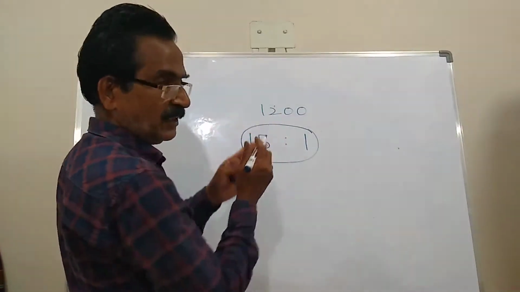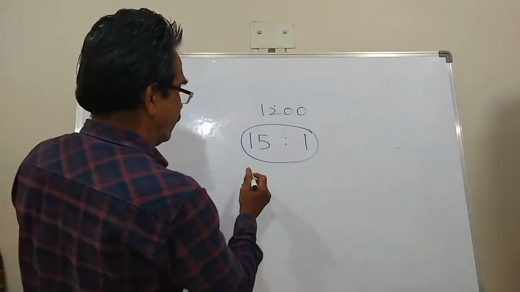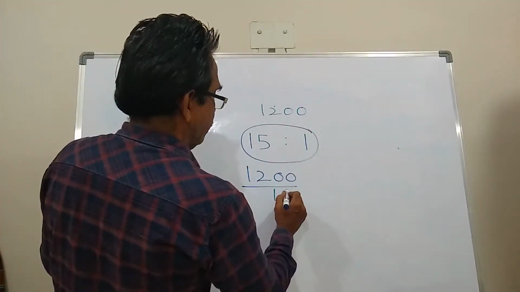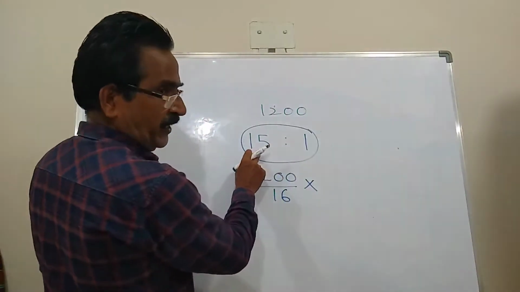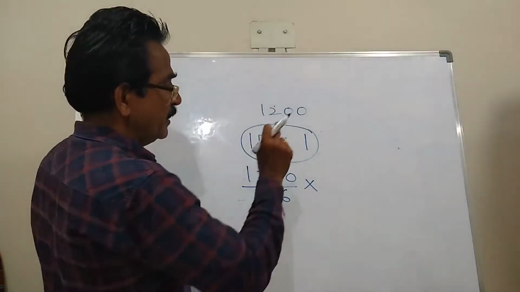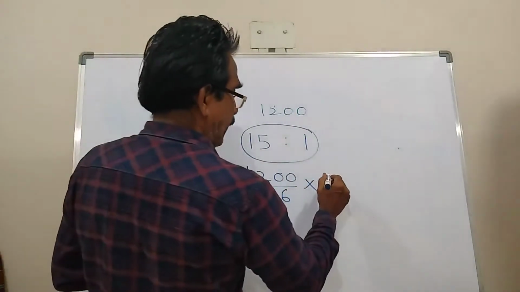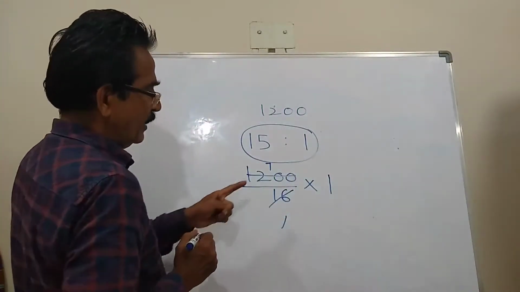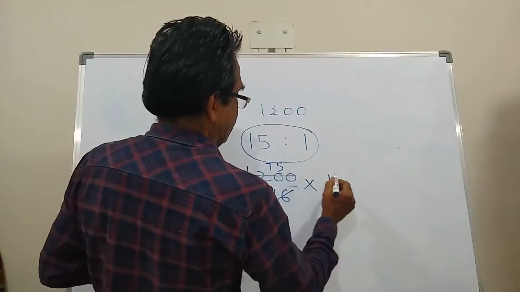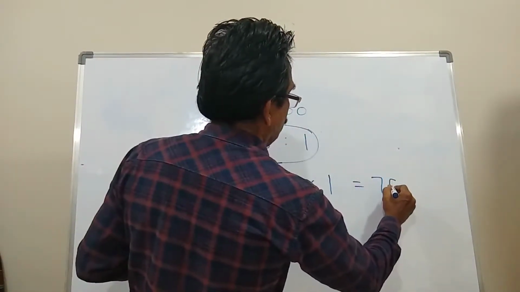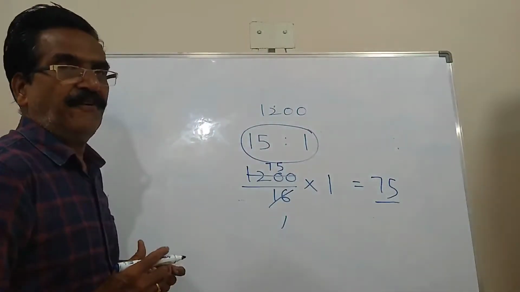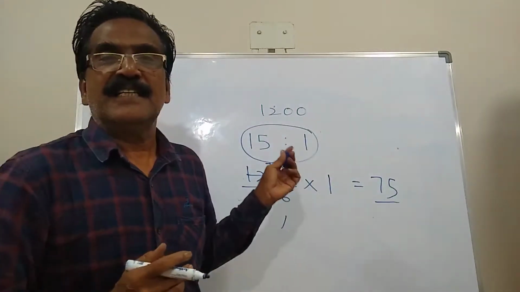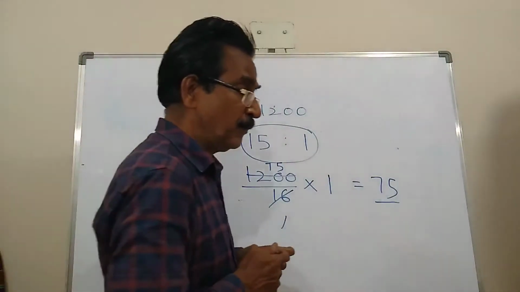So, let us divide 1200 in the ratio 15:1. 1200 by 16 into 15 you will get the number of soldiers, into 1 you will get the number of captains. So 16 sevens 112, 80, 16 fives 80, 75 into 1 is 75. So there are 75 captains in the train. Okay friends, this is another important problem of this kind.